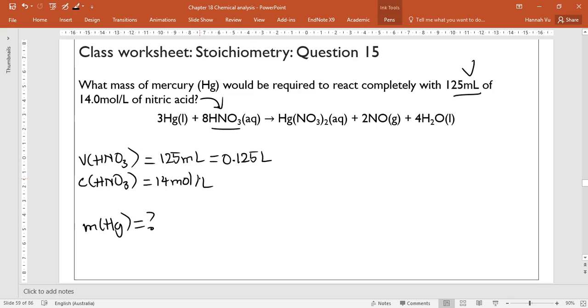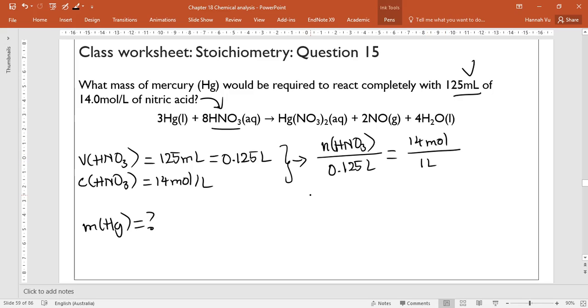So in order to find the mass of mercury, I need to find its number of mole, which I should be able to do using the mole ratio between mercury and nitric acid. So I'm going to find the number of mole of nitric acid first. So I know that the number of mole of nitric acid over 0.125 liter, the ratio of the number of mole and the volume, is going to be the same as 14 over 1 because that is the concentration. It's very, very concentrated acid. Quite dangerous actually. I don't think you ever get to use this in a school lab. 14 mole per liter nitric acid, if you imagine that.